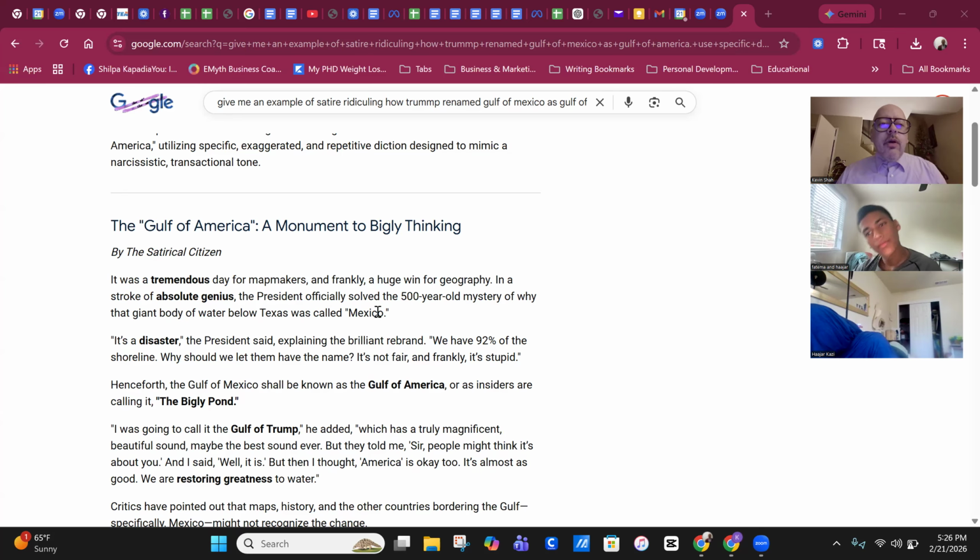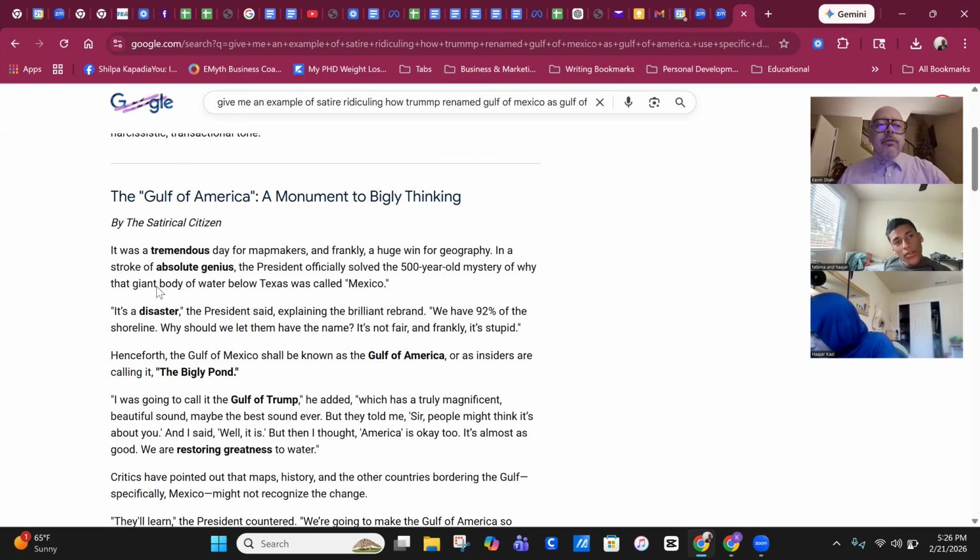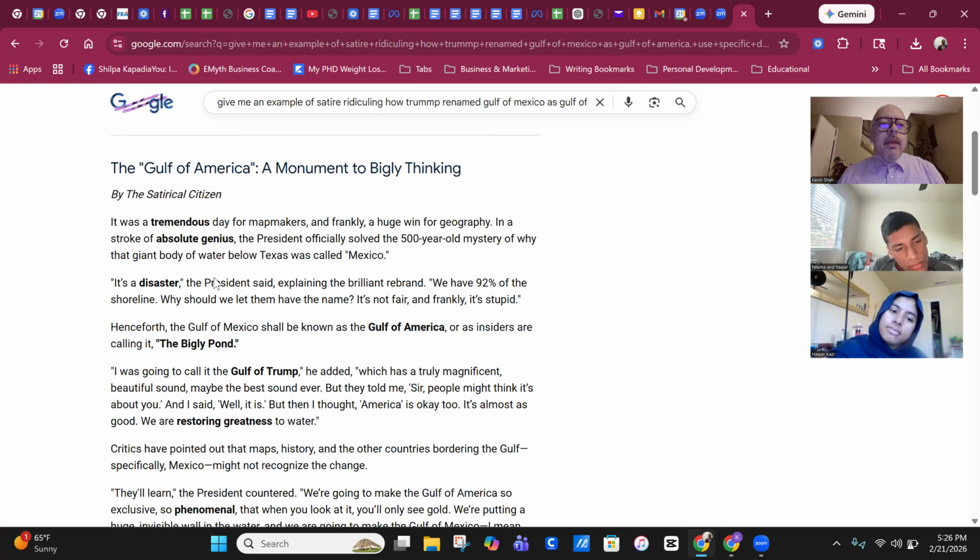All right. So let's read a little bit of satire here. It was a tremendous day for map makers and frankly a huge win for geography. In a stroke of absolute genius, the president officially solved the 500-year-old mystery of why that giant body of water below Texas was called Mexico.